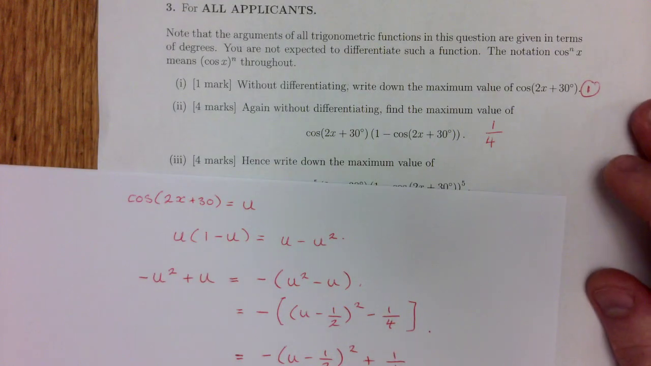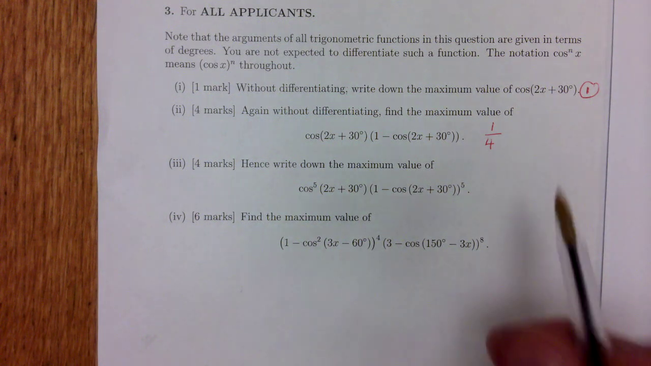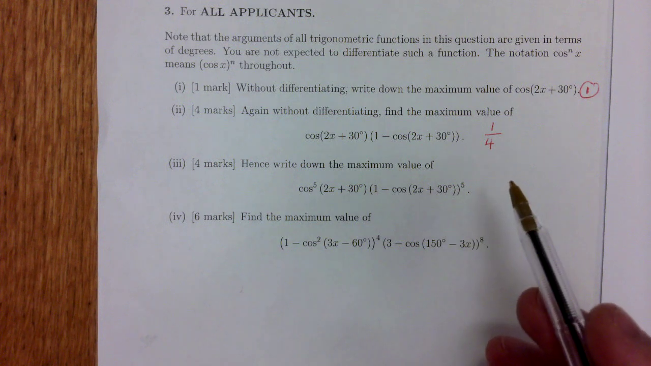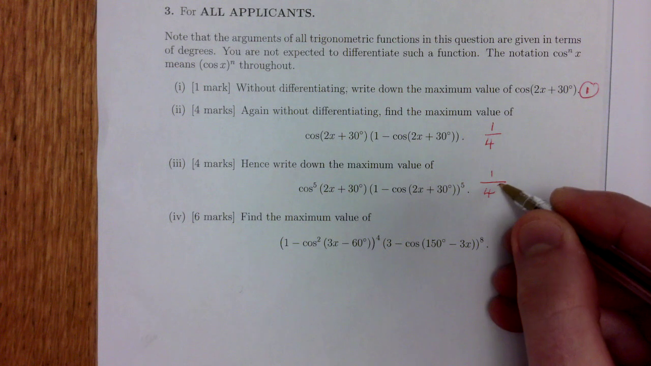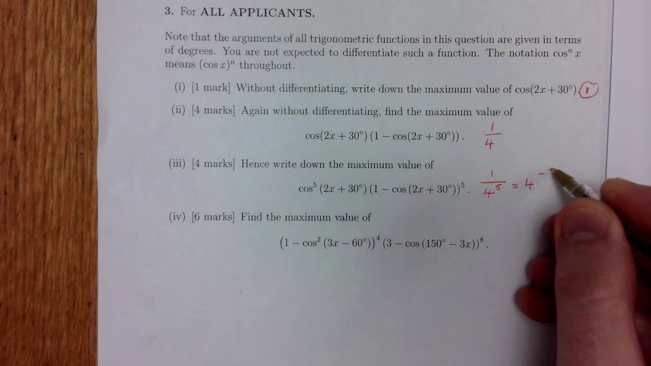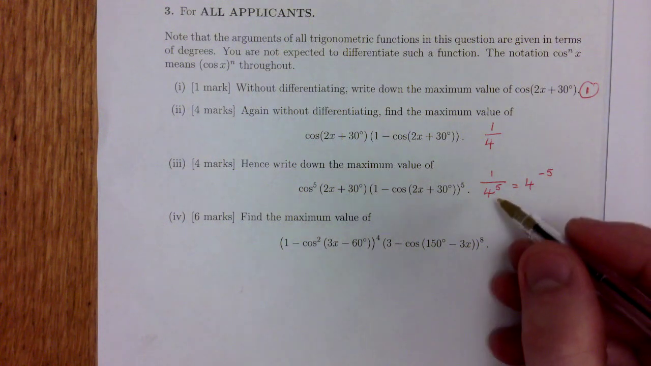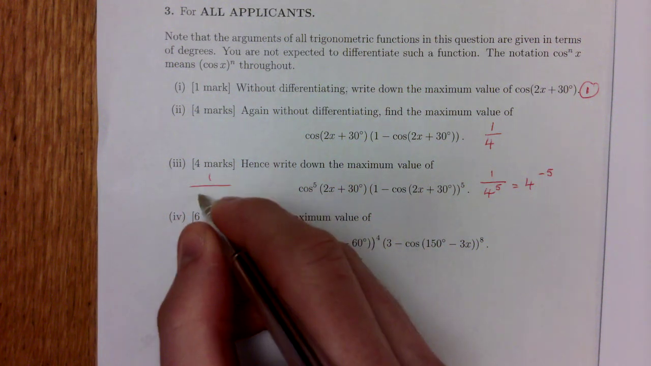Next, hence write down the maximum value of this. Well, this is exactly the same as that, it's just all been raised to a power of 5, so it's just going to be 1 over 4 to the power of 5, which is, I don't even know if we have to work that one out, but 4 times 4 is 16, 64, 256, 1024, so 1 over 1024.